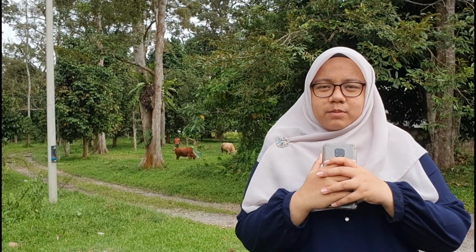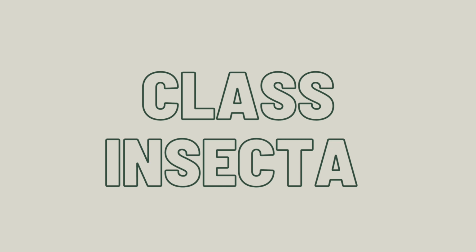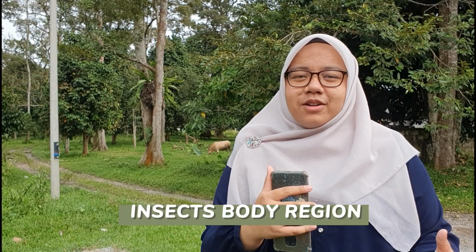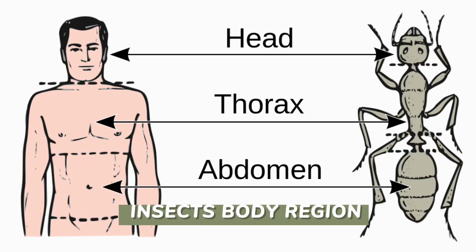So first, let's talk about class Insecta, or what we generally call insects. When we look at an insect, what do we see? In its body region, it has head, abdomen, and thorax.